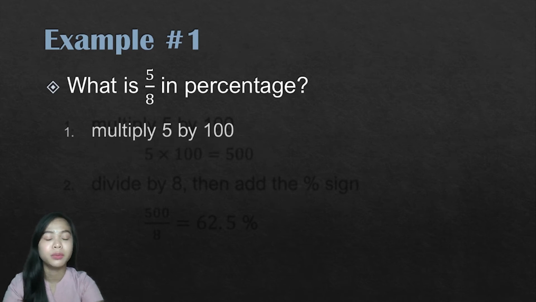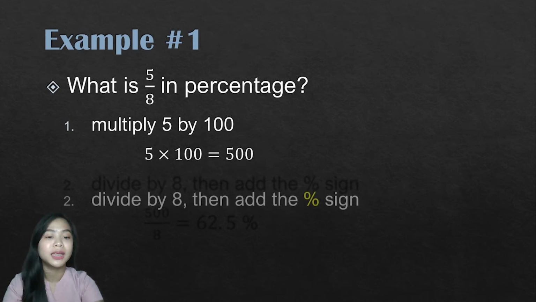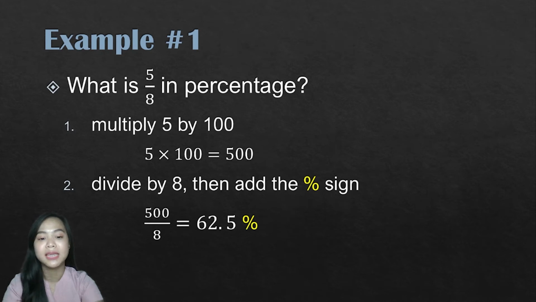So first, we need to multiply 5 by 100. So we have 5 times 100, that is equal to 500. And then divide it by 8. So we have 500 over 8, that is equal to 62.5. And then we just add the percent sign. So we have 62.5%. This is the equivalent of the fraction 5/8.